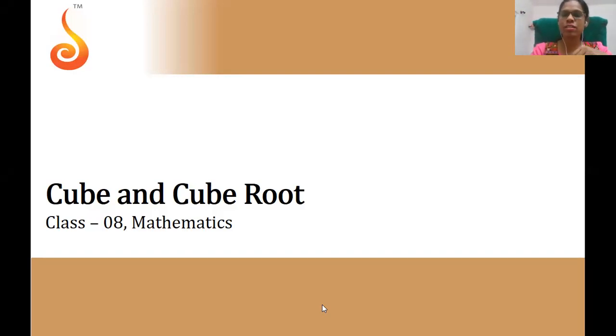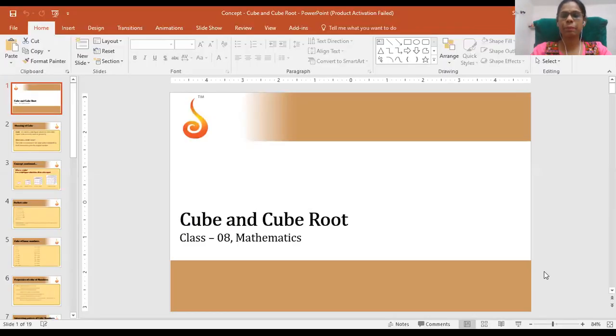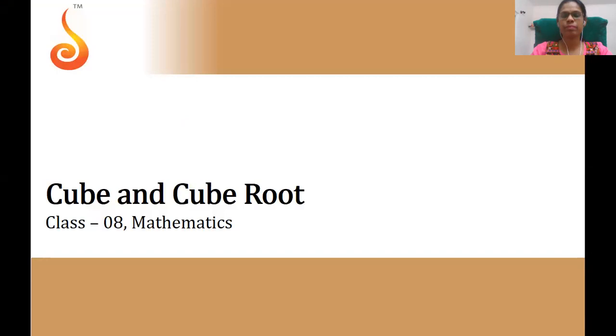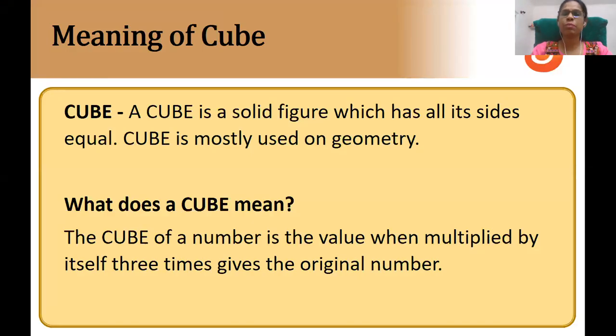Square and square root is a two-dimensional picture. Cube and cube root is a three-dimensional picture. So you must be wondering, what is a cube and cube root? You must be wondering, what is a cube?